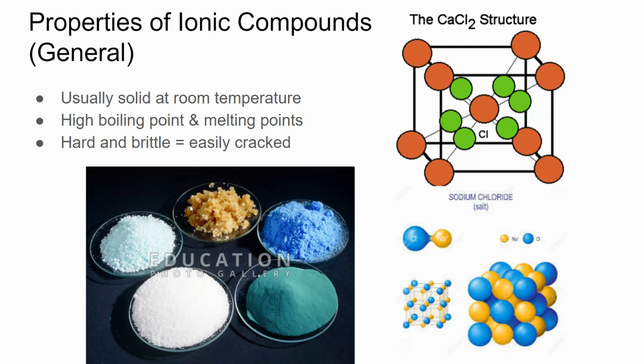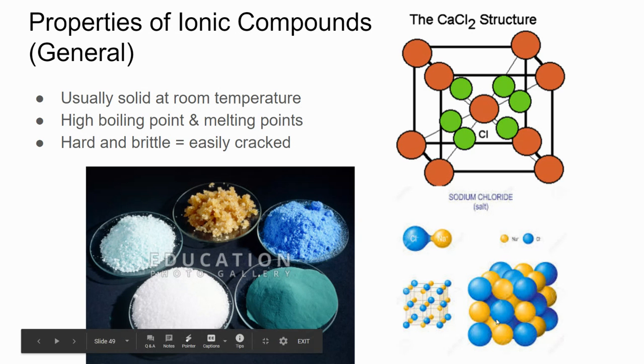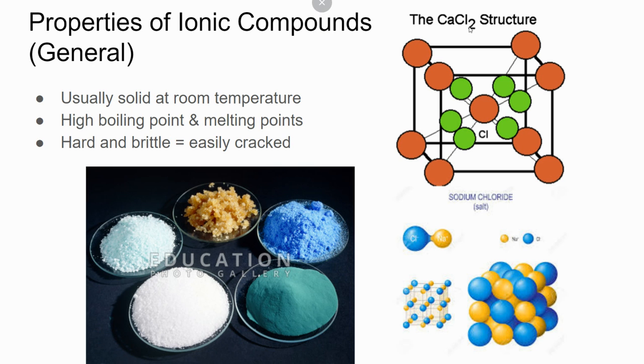Okay. Now let's talk about ionic. Ionic, again, like I said, are crystal lattice structures. Sodium chloride is salt, like table salt. This is a structure for that. And this is calcium chloride. There's one calcium for every two chlorines, so there's twice as much chlorine as calcium in a calcium chloride crystal lattice structure.